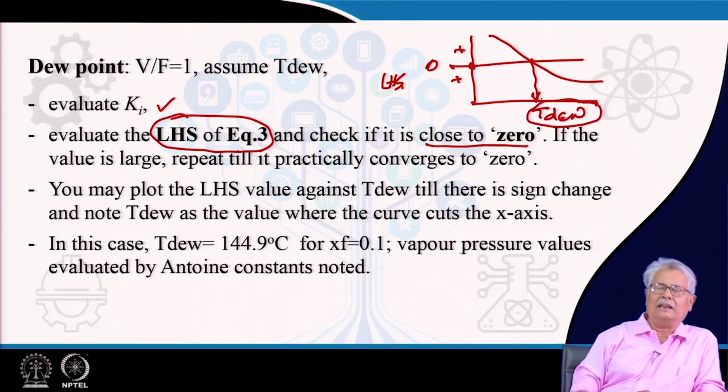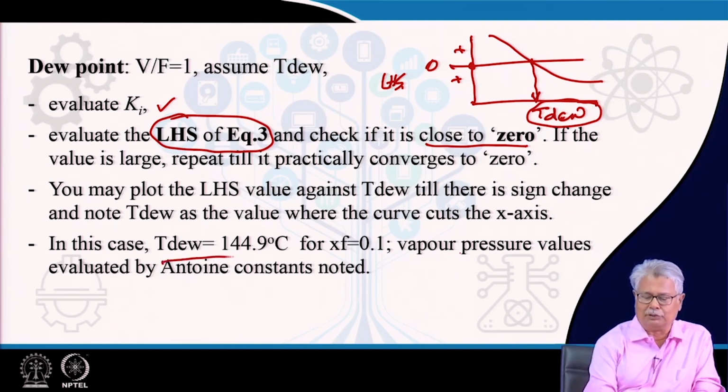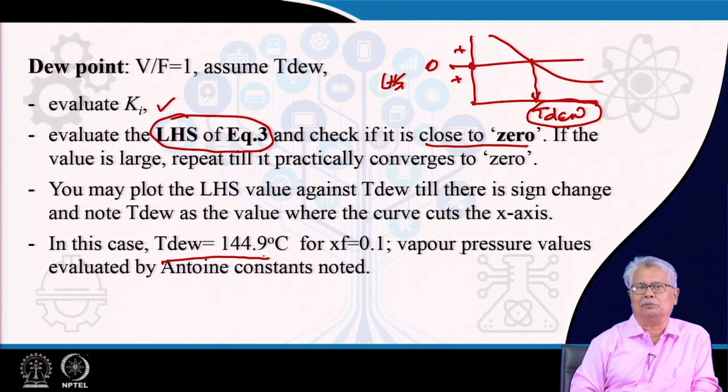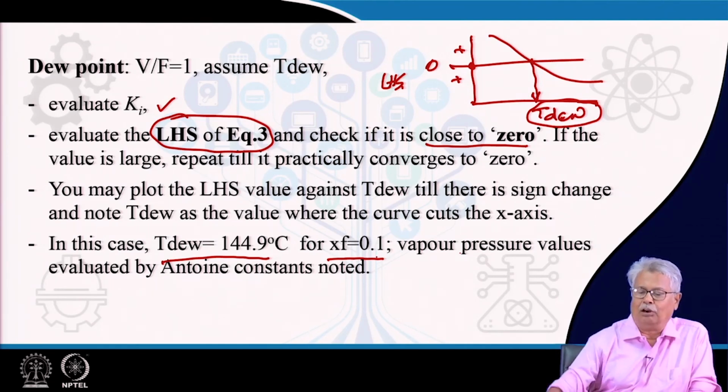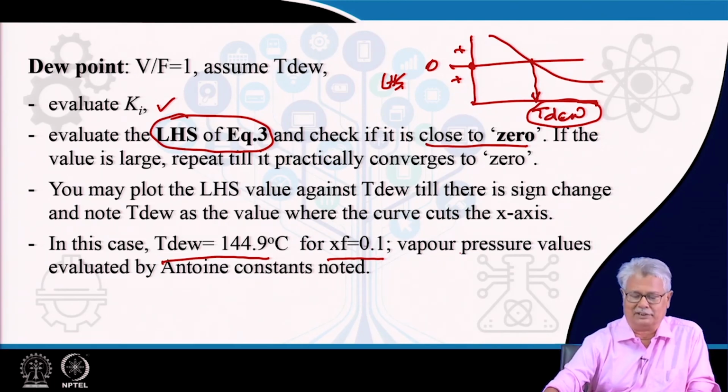In this specific case, what we did is exactly the same, and we note that my dew point is 145 degrees centigrade, which is 144.9 as per calculations. And this is for the feed which has got xf is equal to 1, and this dew point is corresponding to a P flash of 1.1 atmospheres.